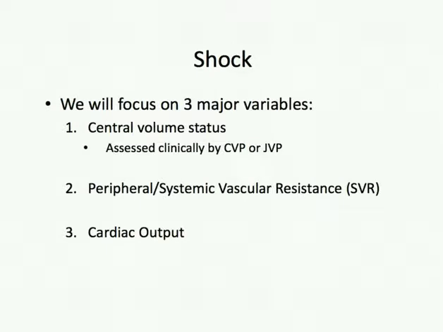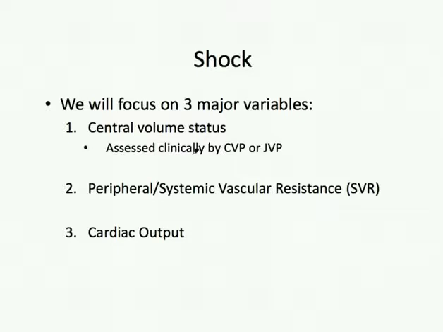So in our discussion of shock today, we'll focus on 3 major variables. The first variable is central volume status, and what that means is really the volume status that's going to be present in our central large veins, so like our inferior vena cava, and the large veins flowing down that form into the superior vena cava, namely the jugulars.